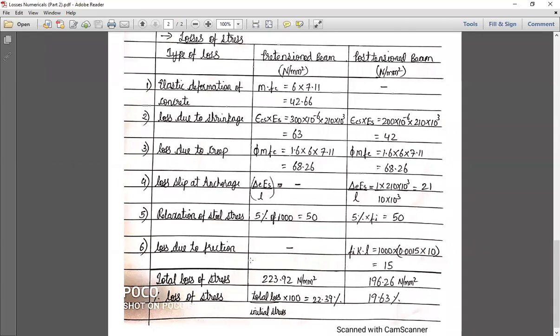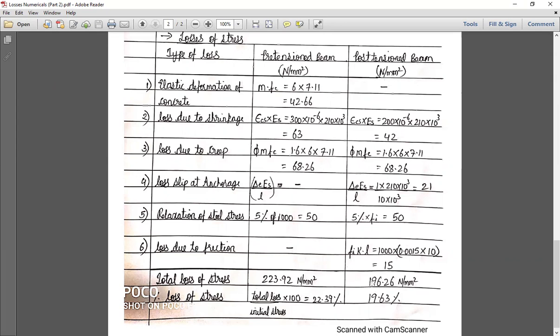Now let us find out the loss due to friction. Since the value of K is given to us, we can directly use this equation, Fi into K into L. So we got the value of loss due to friction also. Therefore, total loss of stress for pre-tension, you can just add all these losses and you will get the total loss of stress. Similarly, for post-tension beam, if you add all the losses, you will get the losses in the post-tension beam.